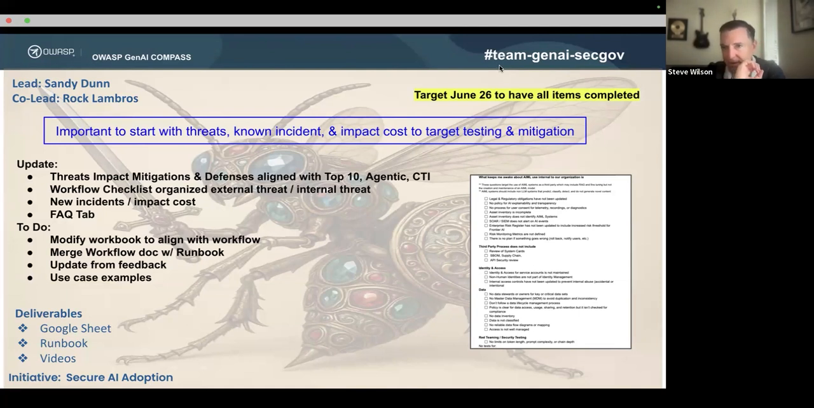We also have one on AI red teaming. We have one on agentic AI threats. Many of those have their own Slack channels, their own meetings. And kind of what we're doing at this point is going through some of the report outs from the different sub teams that are actively working on producing stuff. Does that make sense to everybody? Any questions on that? Okay.